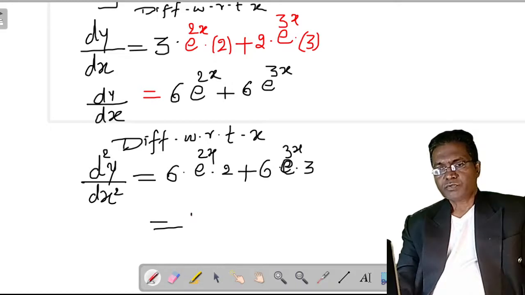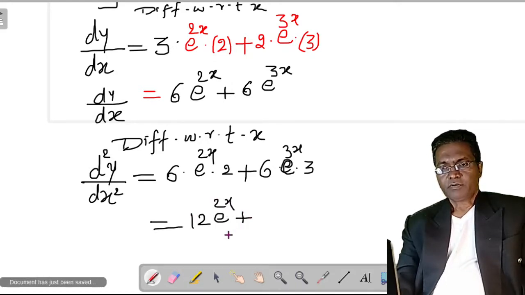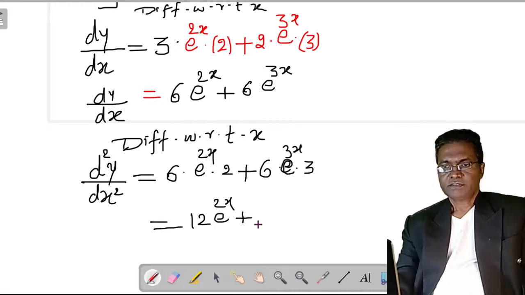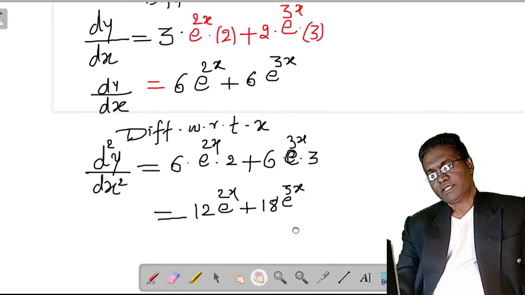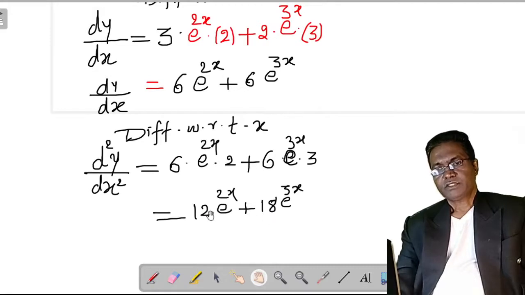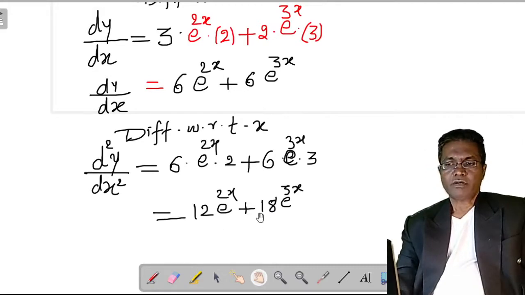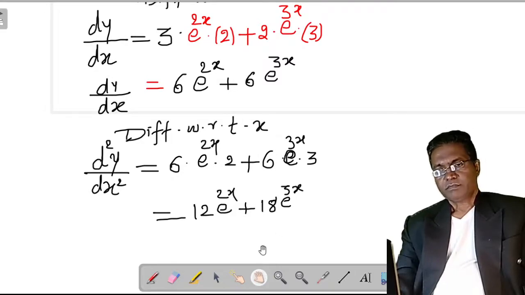So 6 2s are 12 e power 2x plus 6 3s are 18 e power 3x. So here we have to take something common and see whether it turns into y. Okay, so by taking common it doesn't turn into y.